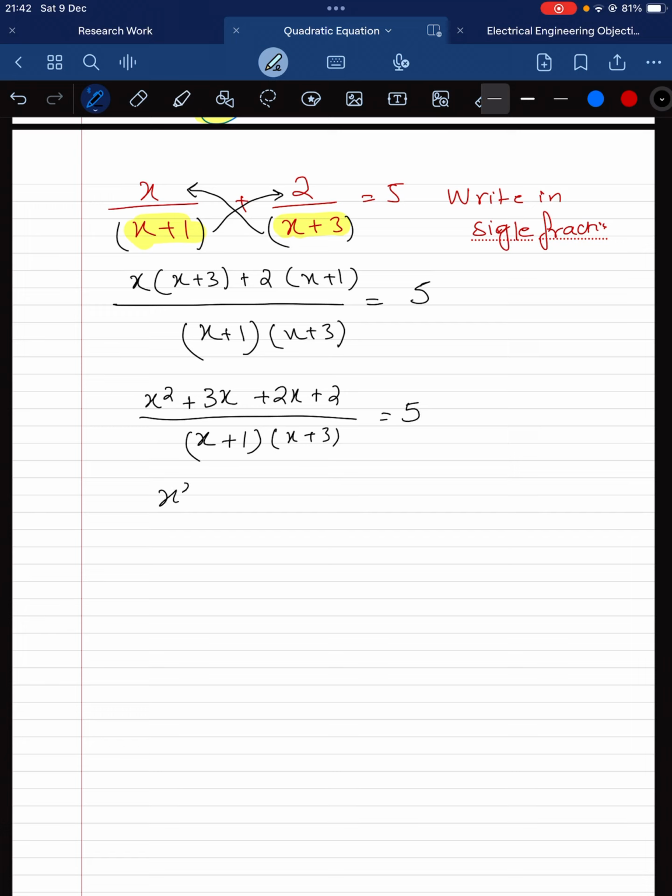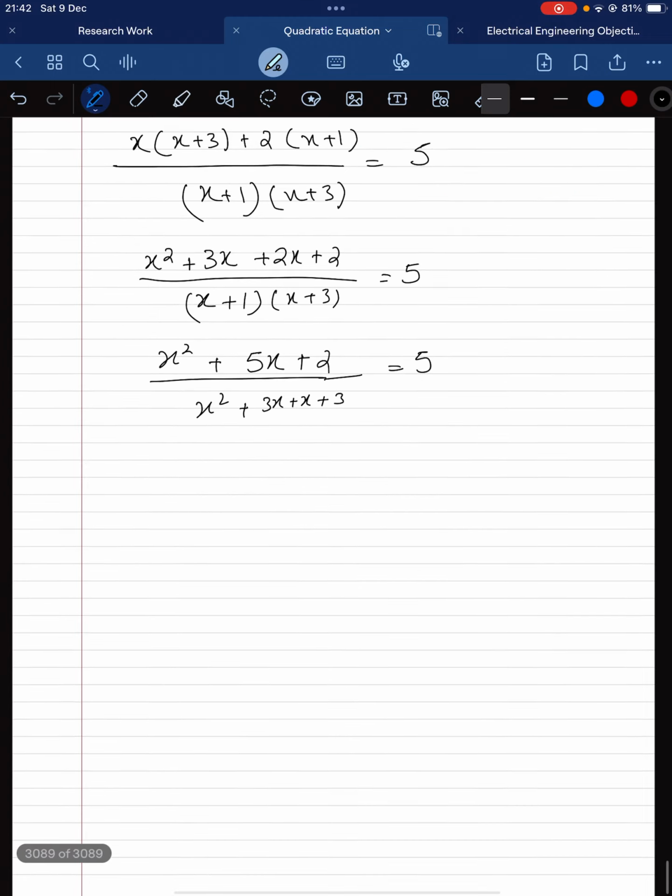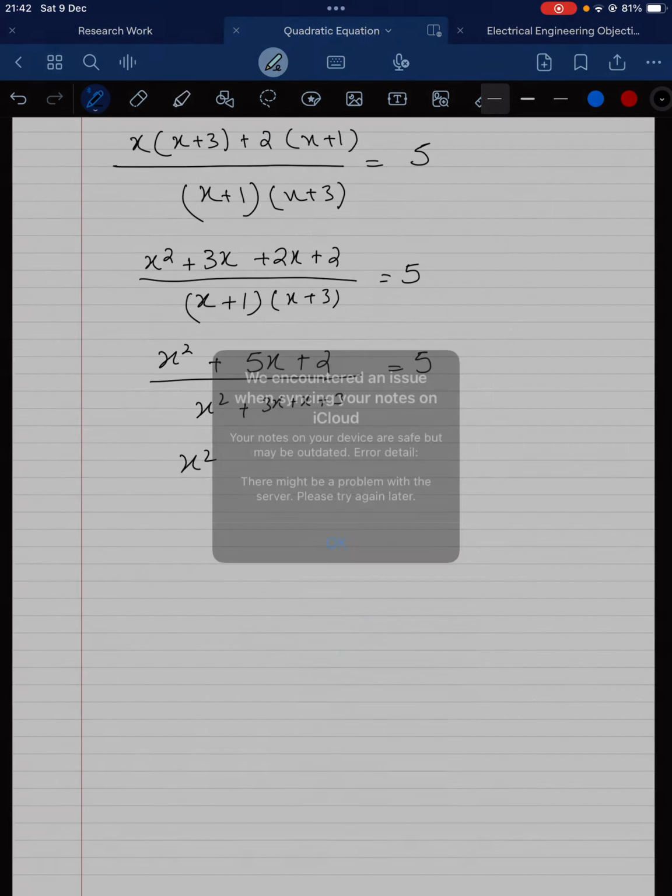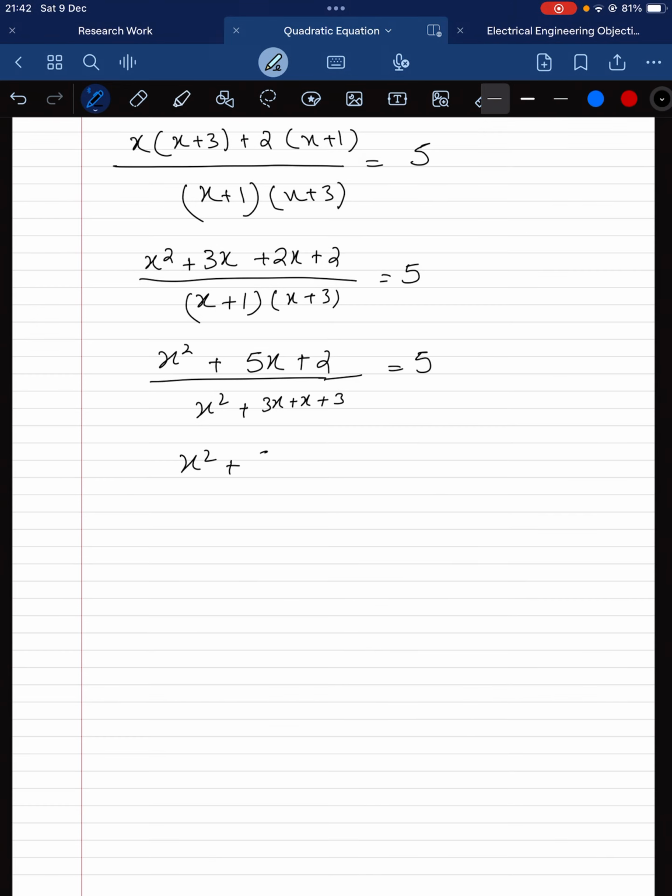So this will become x square plus 5x plus 2 over, we need to multiply the denominator as well, we need to open the bracket. So this will become x square plus 3x plus x plus 3. You can see how I multiplied them. So this is simple: x square plus 5x plus 2 over x square plus 4x plus 3 is equal to 5.